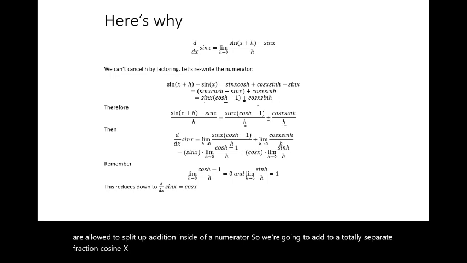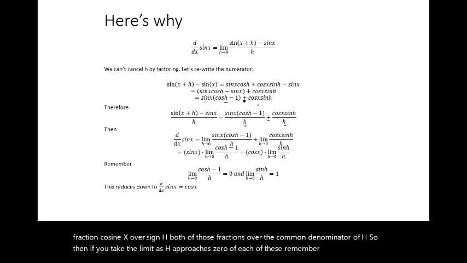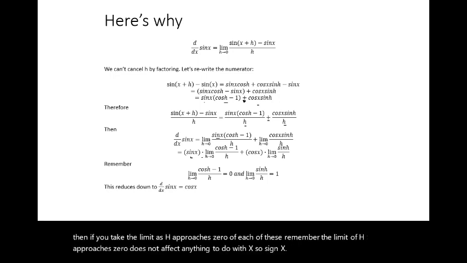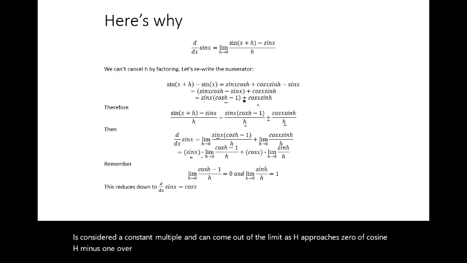So then if you take the limit as h approaches 0 of each of these, remember the limit as h approaches 0 does not affect anything to do with x. So sine x is considered a constant multiple and can come out of the limit as h approaches 0 of cosine h minus 1 over h. Then plus this cosine of x, which has nothing to do with h, can come out of the limit, and then times the limit as h approaches 0 of sine h over h. So this limit here is equal to 0, and this limit here is equal to 1, so that reduces it down to the derivative of sine x is equal to cosine x.